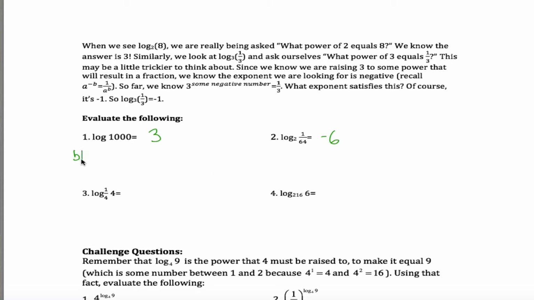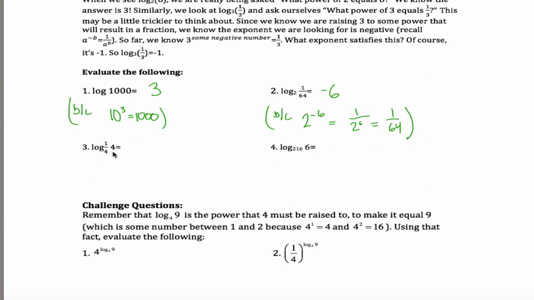Maybe I'll even write, this one's true because 10 to the 3rd power is 1,000. This one is true because 2 to the negative 6th power is just 1 over 2 to the 6th power, which is 1 over 64. That's why those are true. You don't need to put that in there, just a little backup for you.